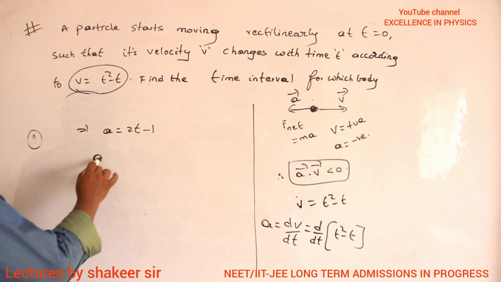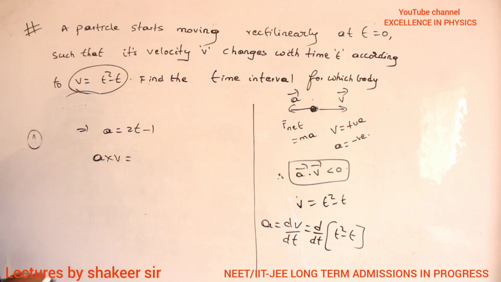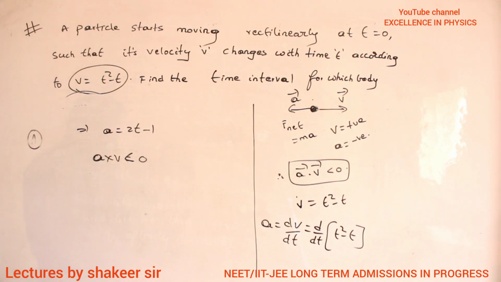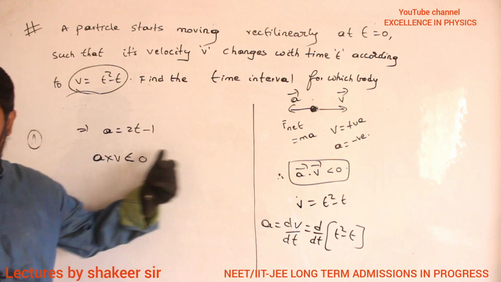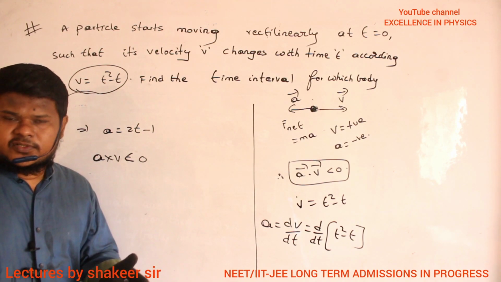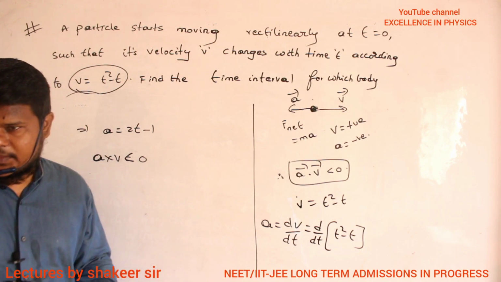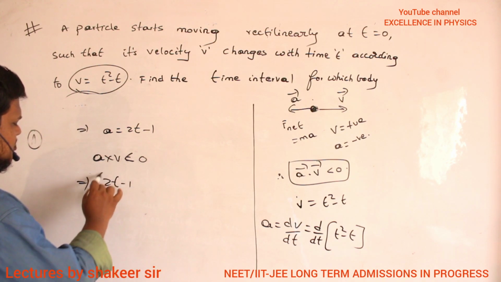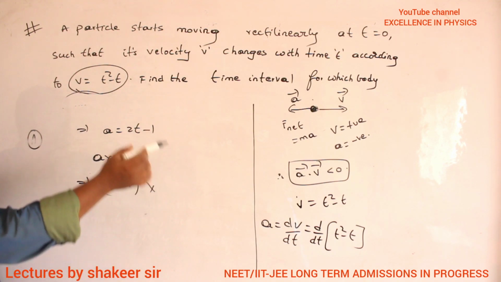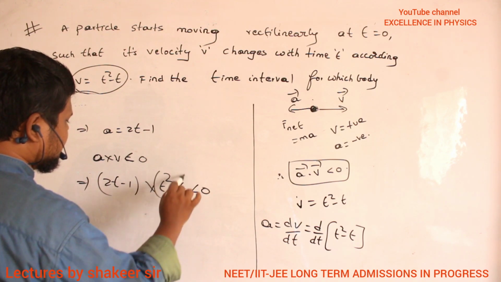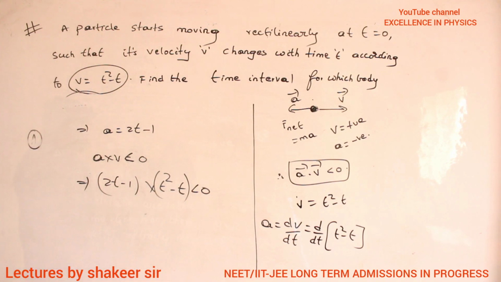So therefore if you multiply a into v, then it should be less than 0, because negative velocity is in one direction, acceleration is in opposite direction. It means if you take the product of these two, it should be less than 0, or you can say negative. Understood now? So therefore what is the acceleration equation I got? 2t minus 1. What is the velocity equation already I have? t square minus t. It should be less than 0. Are you able to understand?